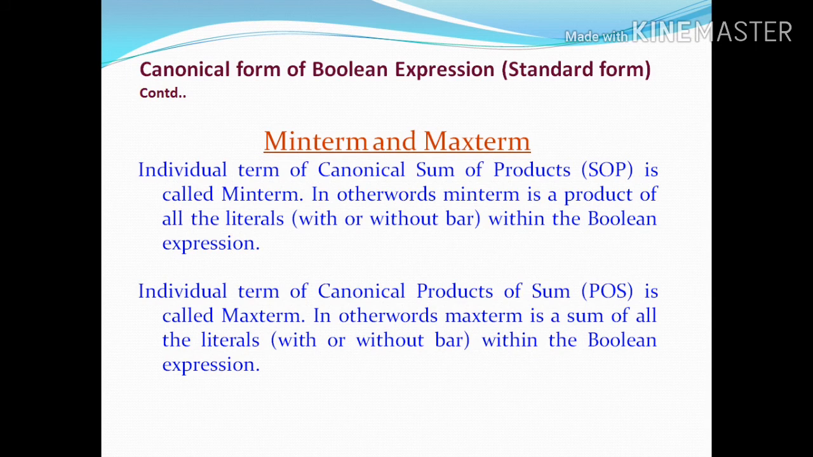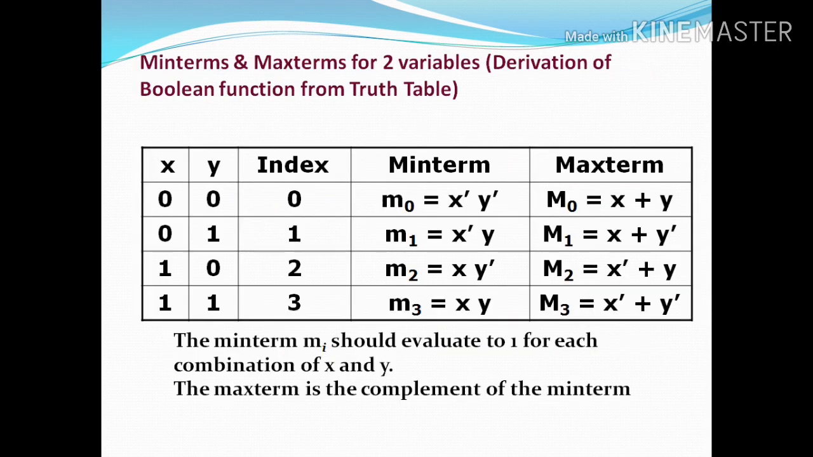Now we should know the min term and max term of the Boolean expression. Individual term of canonical sum of product is called min term and individual terms of the canonical product of sum, POS, is called max term. So, in other words, max term is the sum of all literals and min term is the product of all literals with and without bar. So, I'll again repeat, SOP is termed as min term and POS as max term.